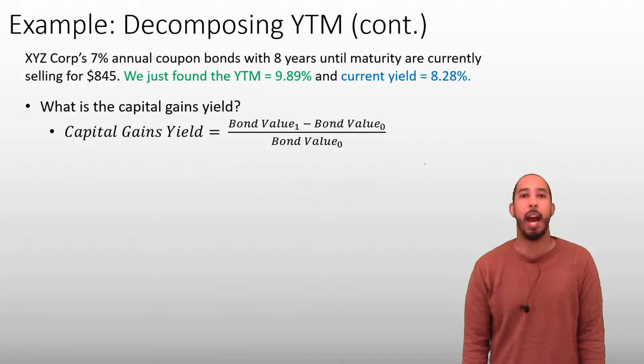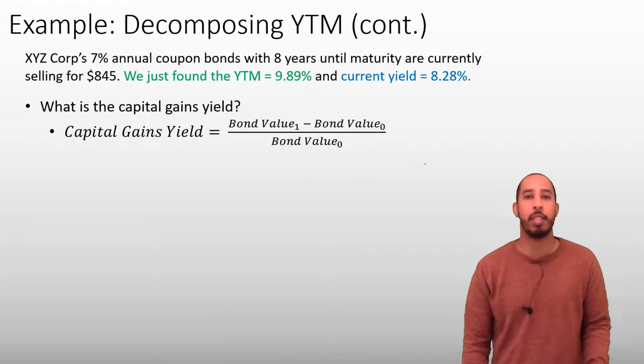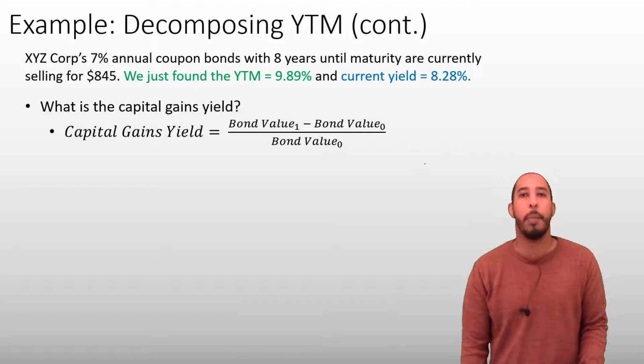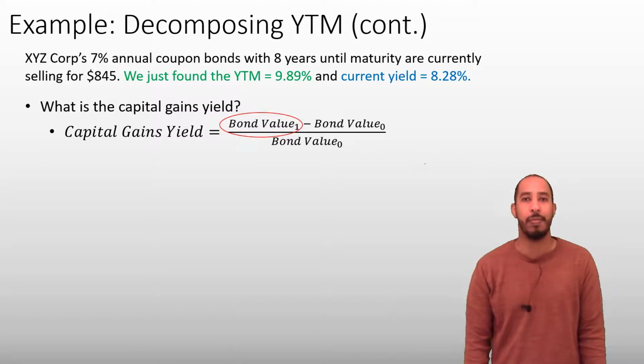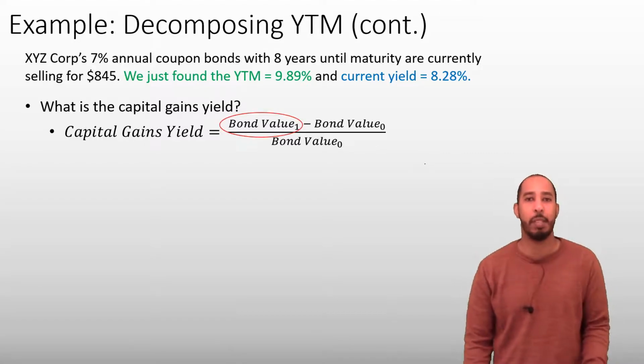Next, we need to find how much of the yield to maturity is coming from the capital gains yield. The capital gains yield is defined as the expected percent change in price over the year, as we see in the formula here. But we're left with a problem. We know what the bond's value is today. It's worth $845, but we don't know the value next year. The good news is we can estimate it.